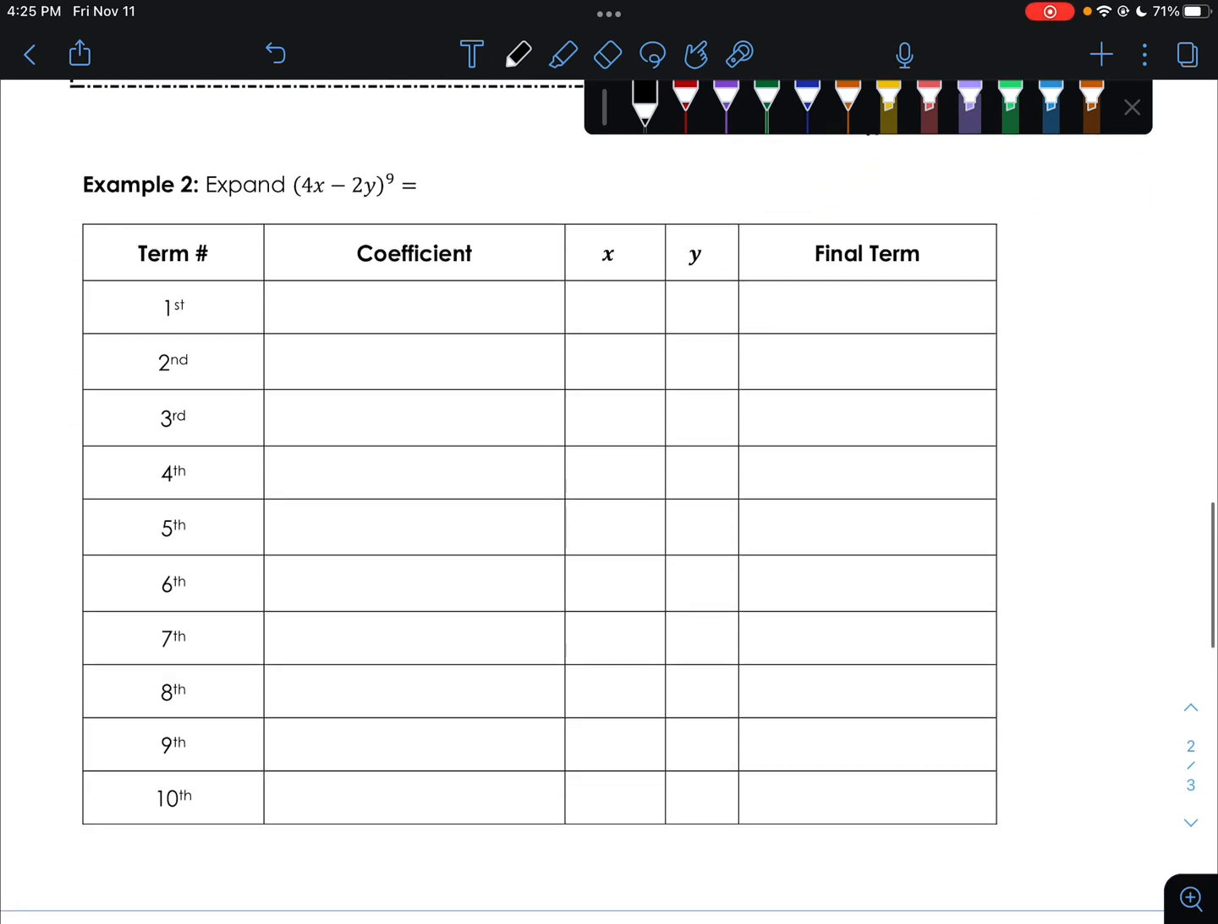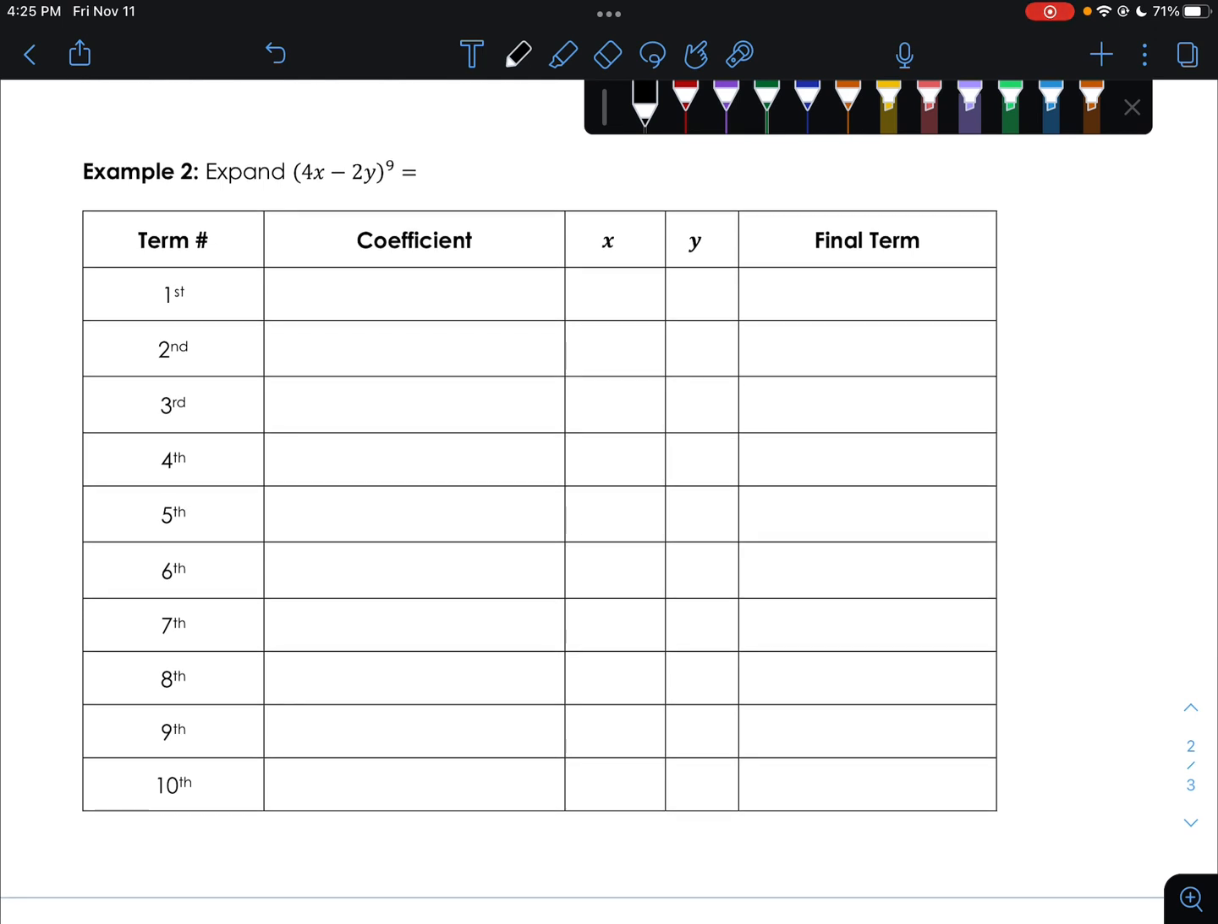So let's look at this one right here. Example 2. It says expand 4x minus 2y. So here we go. This is going to be, because my exponent is 9, and I don't want to continue Pascal's triangle for 3 more rows because we only wrote it till the 6th row, I'm going to use the combinations. So it's going to be 9 choose 0. It always starts with 0. And go ahead and type that into your calculator as we go along.